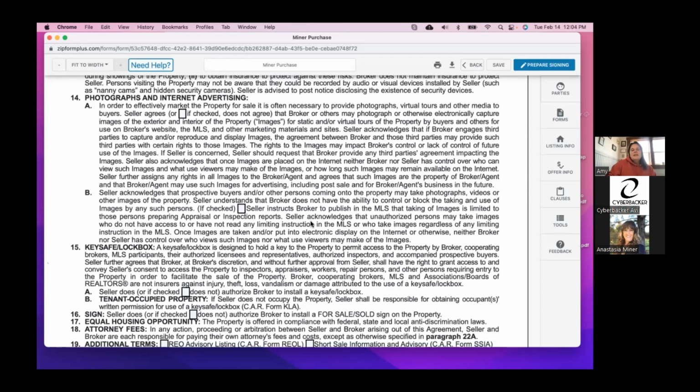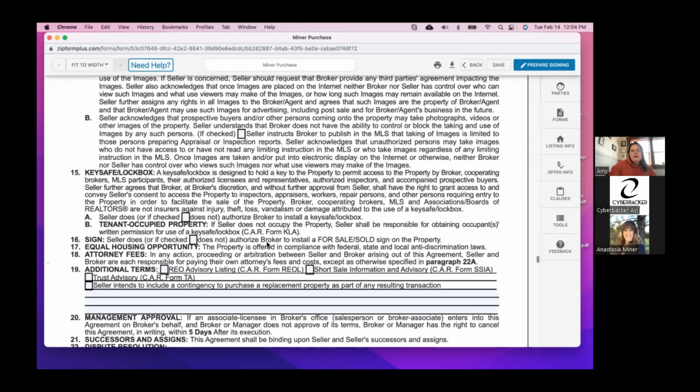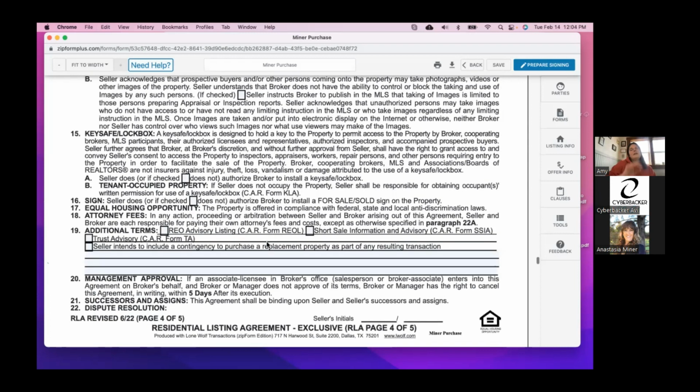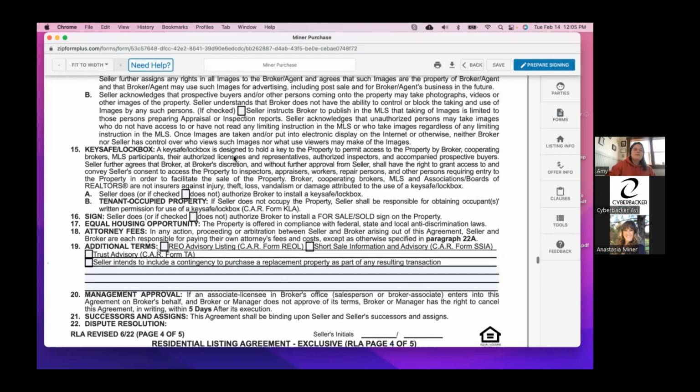Seller acknowledges that unauthorized persons may take images who do not have access to or read any limiting instructions in the MLS, or who take images regardless of any limiting instructions in the MLS. Once images are taken and are put into electronic display on the internet or otherwise, neither broker nor seller have control over who views such images or what those viewers may make of the images, right? Hey, we can tell people in the MLS not to take pictures, but we can't guarantee they're not going to, and we don't have control over what they do with those pictures if they went ahead and took them anyways. That's what that paragraph is saying.